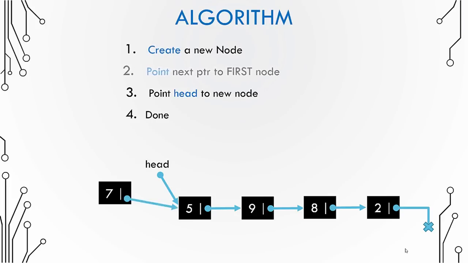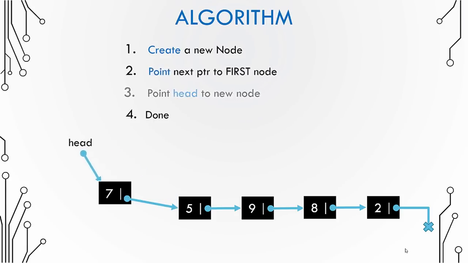Now, the next step is to move the head from pointing to the first node to the newly created node. Right? Because head always points to the first node. That is the entry point of the linked list. You can only start traversing the linked list from the head node. And that's it. You have prepended a node to the linked list.